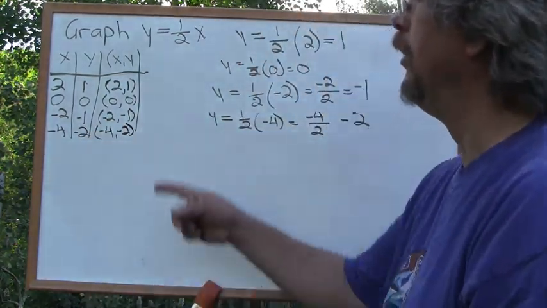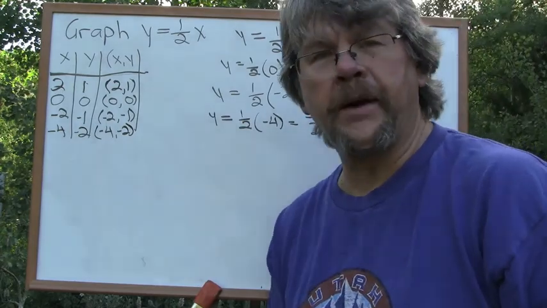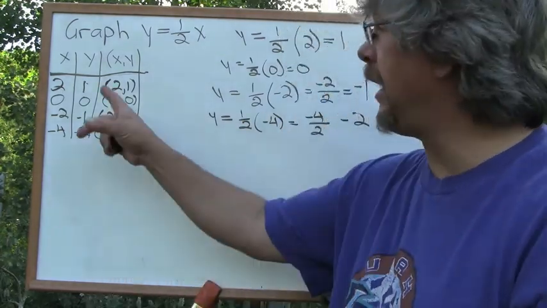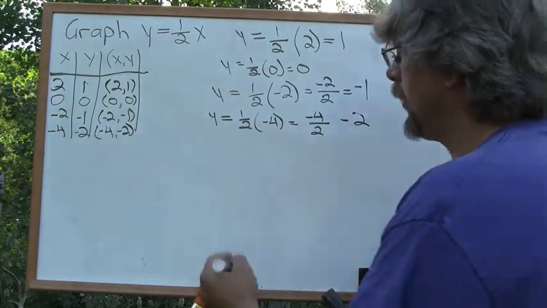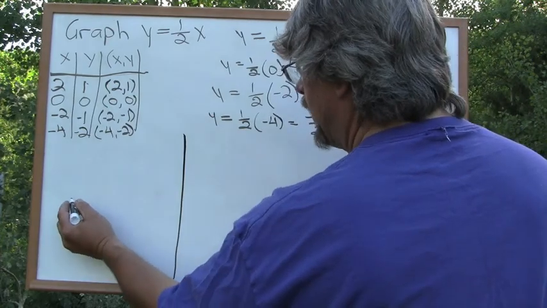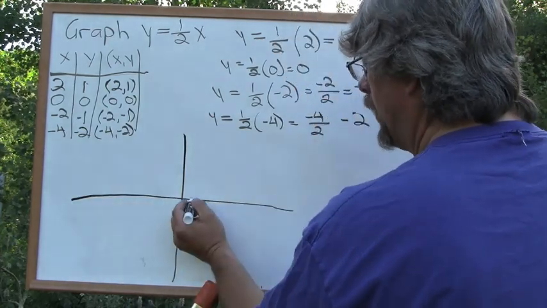Now we've built up 4 coordinate points, which is good enough to graph. You only need 2 points to make a graph, right? But we've got 4 here, so this is nice. So let's make our graph. Hopefully I can make this as good as possible.